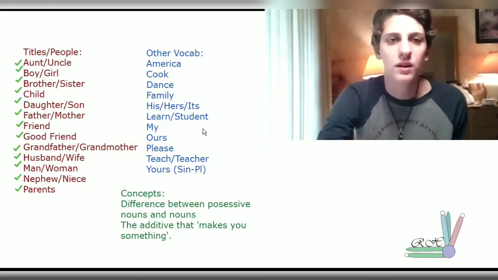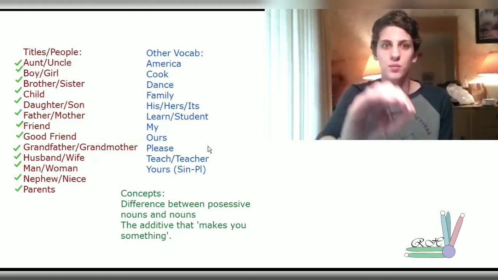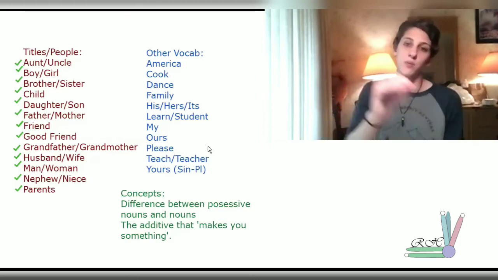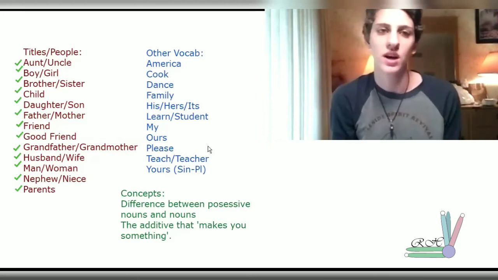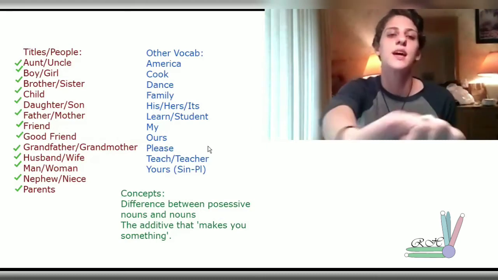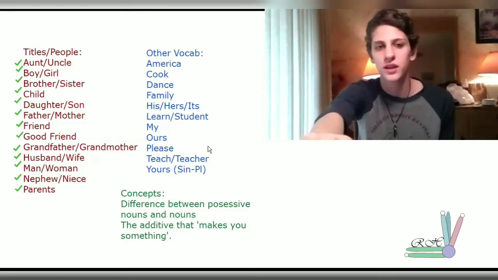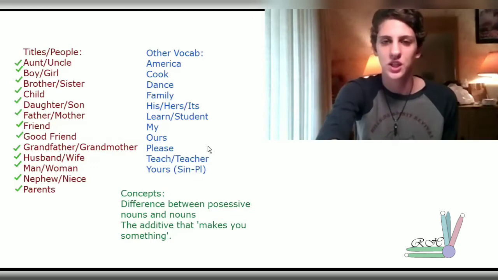So I'm going to teach you guys some vocab, just a couple, and then I'm going to jump down into the concepts before teaching you the rest when we get down to his, hers, its, and loan and student, and all of those, because that changes things.